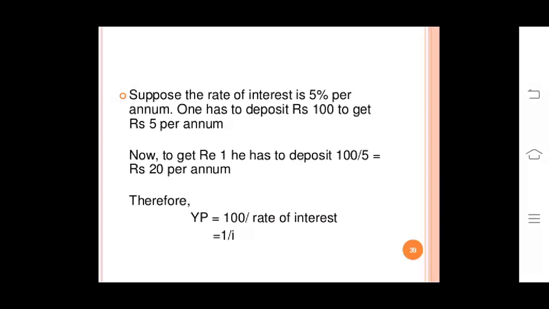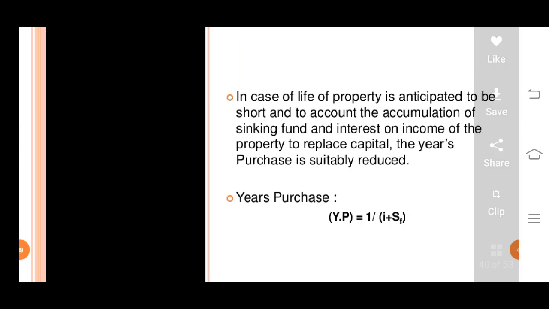But 100 upon rate of interest is termed as years of purchase. Suppose the rate of interest is 5% per annum. One has to deposit rupees 100 to get 5 per annum. Now to get rupees 1, he has to deposit 100 divided by 5, which is equal to 20. Therefore, year's purchase can be calculated by dividing 100 by rate of interest, that is 1 divided by I.